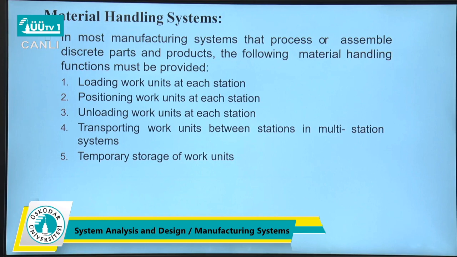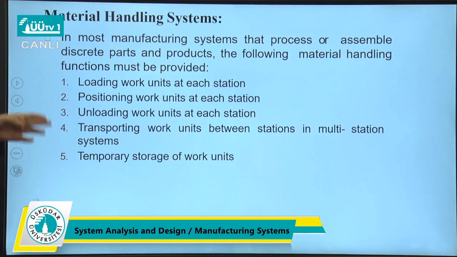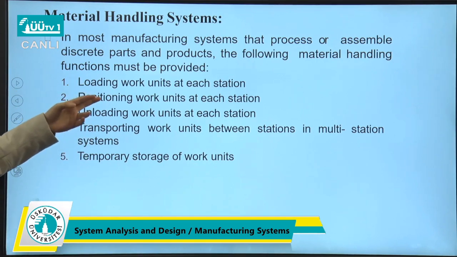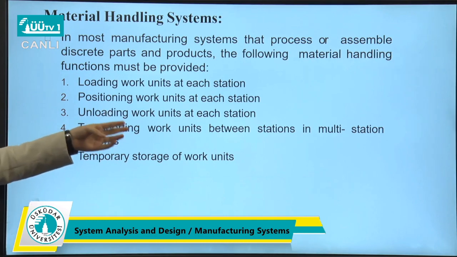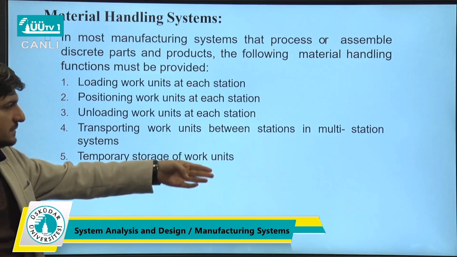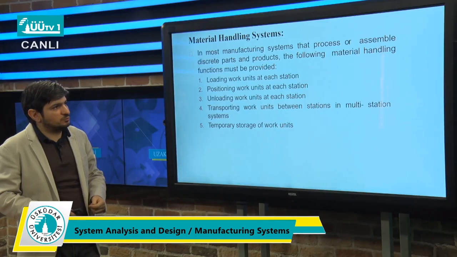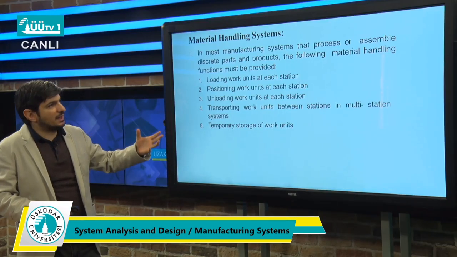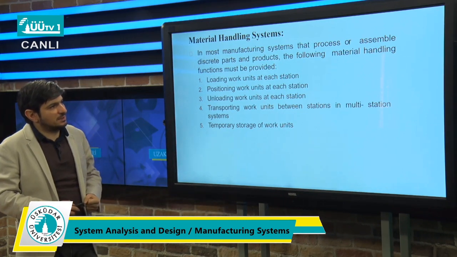And the material handling steps are also very important for manufacturing as a part of the manufacturing system. In most manufacturing systems that process or assemble discrete parts and products, the following material handling functions must be provided: loading work units at each station, positioning work units at each station, unloading work units at each station, transporting work units between stations in multi-station systems, and the temporary storage of work units should be carried out by the material handling system as a part of the manufacturing system in an organization.